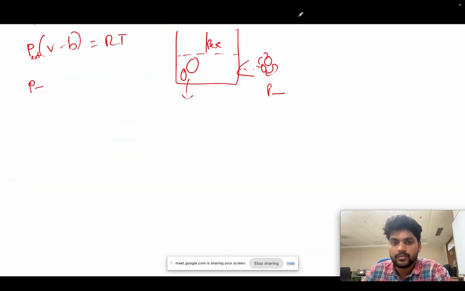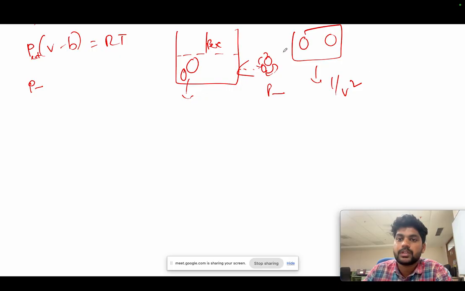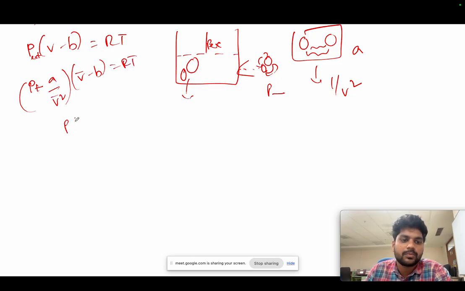Suppose there are two molecules in a confined space, which will be in the 1 by V square. Here we get the attraction force between these two, which they denote as A. That's why it is called P plus A by V square, equal to V minus B. So this is the volumetric equation: P plus A by V square equals RT by V minus B.